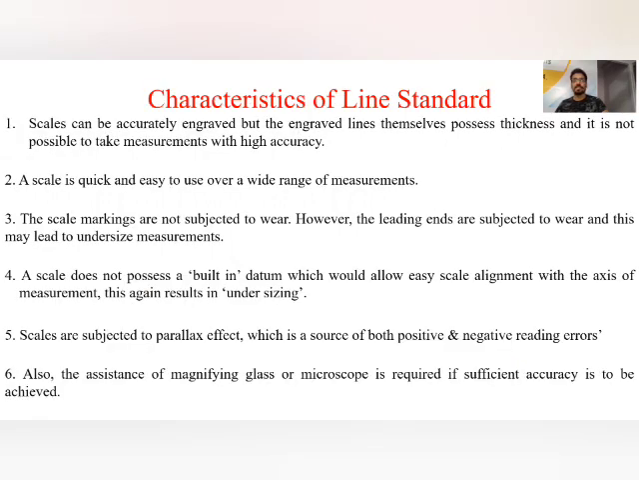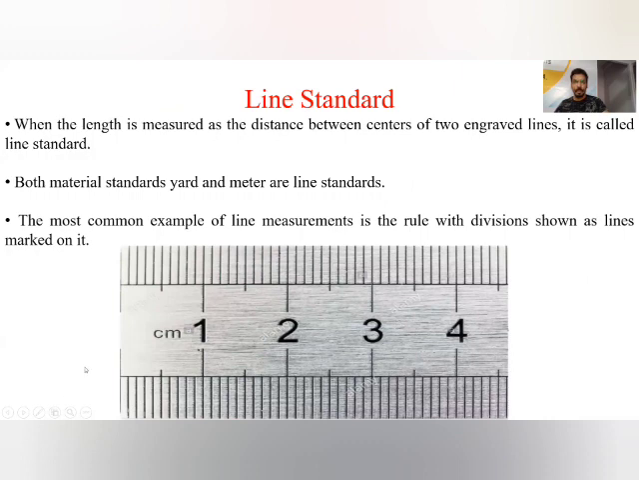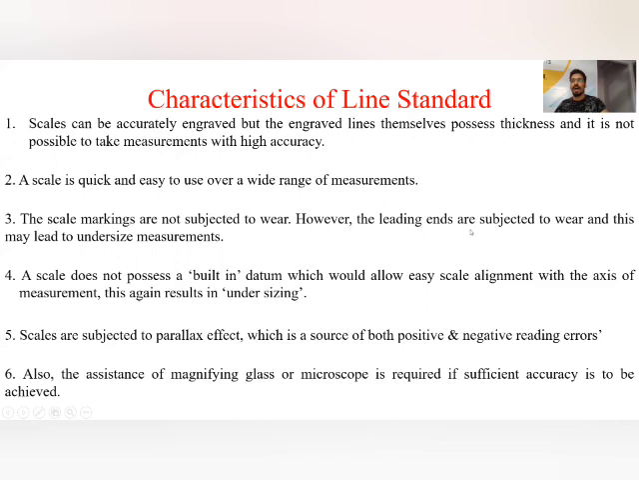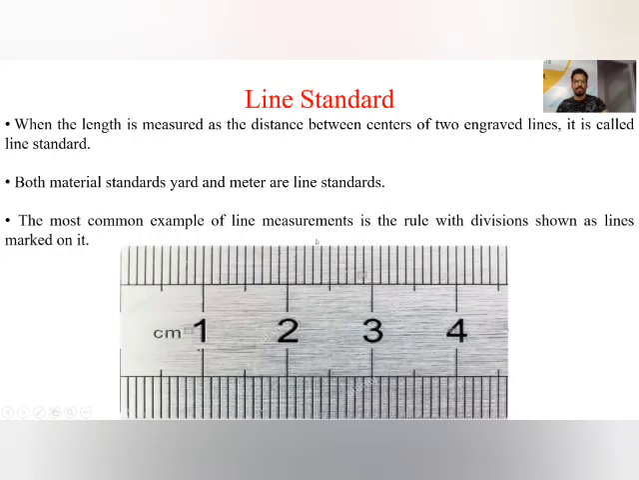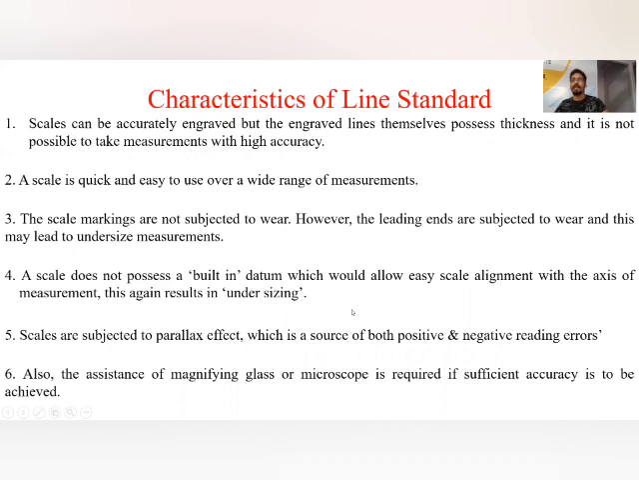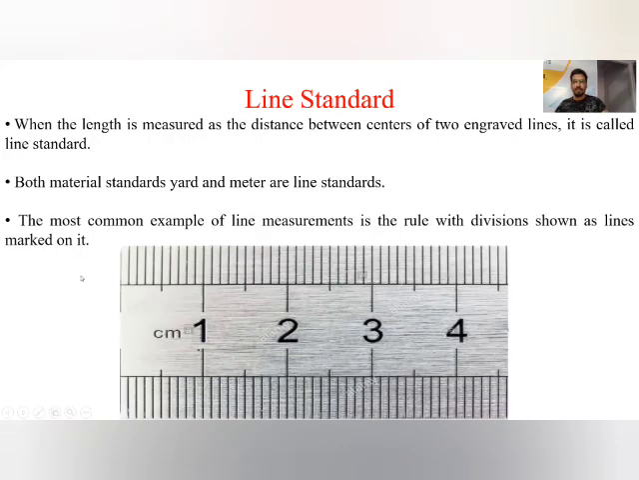Next, a scale is quick and easy to use over a wide range of measurement. From our childhood we are using scales, so it is very quick and easy to understand and to measure things with. Third, the scale markings are not subjected to wear. As in this figure, these markings are not subjected to wear, but the corner edges of the scale are. The leading edge, this part, gets subjected to wear, and this may lead to undersize measurement. This happens due to continuous use of the scale over time.